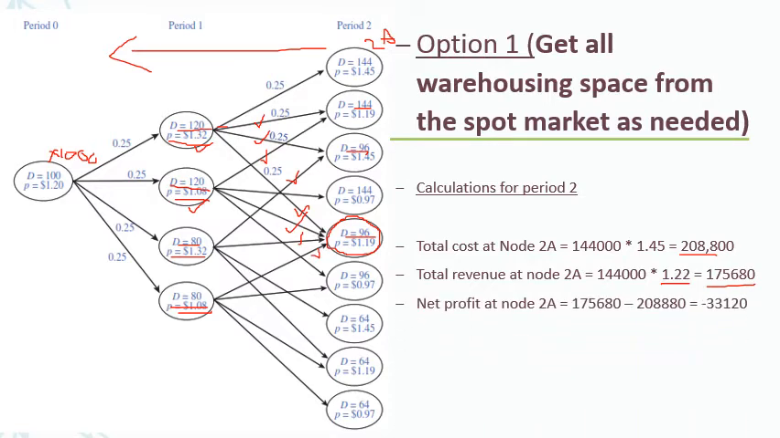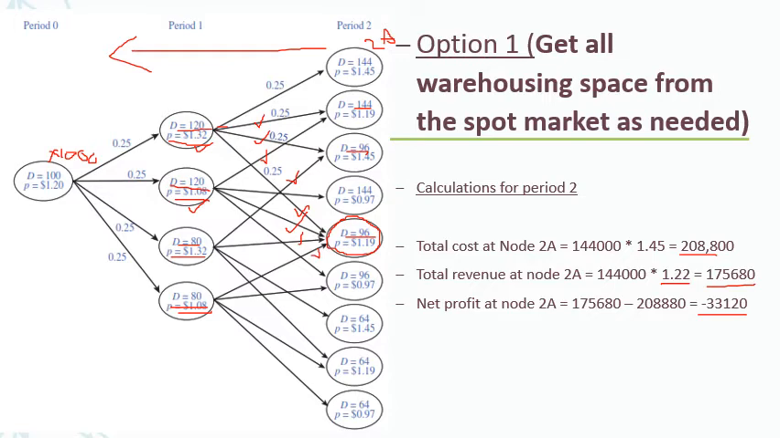What is the total profit? Total profit is equal to revenue minus cost. Since in this case revenue is less than the cost, I end up with a loss. That's why I have the minus sign here. So we still call it profit, minus 33,120 rupees. This is the net profit at node 2A. This is your first step.